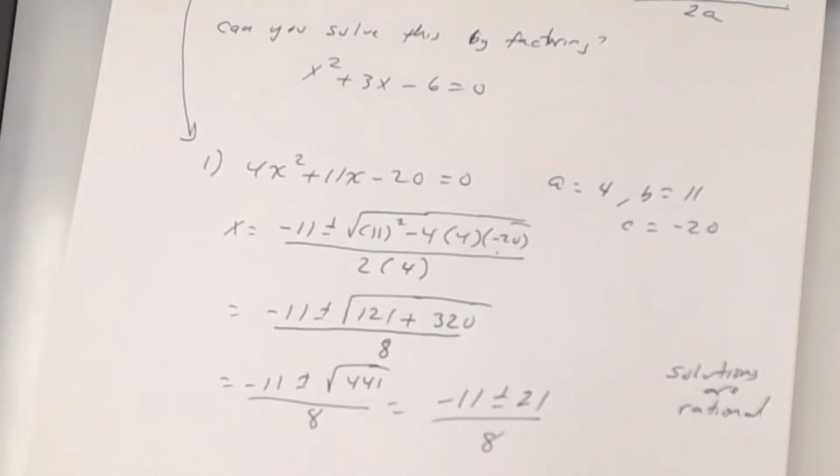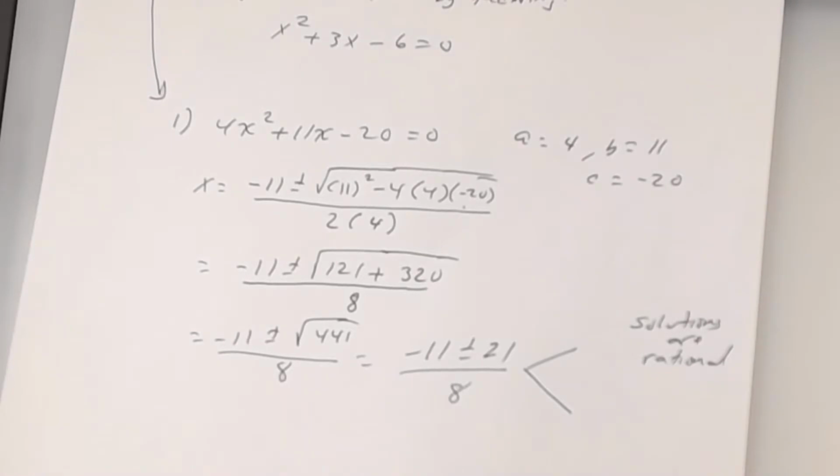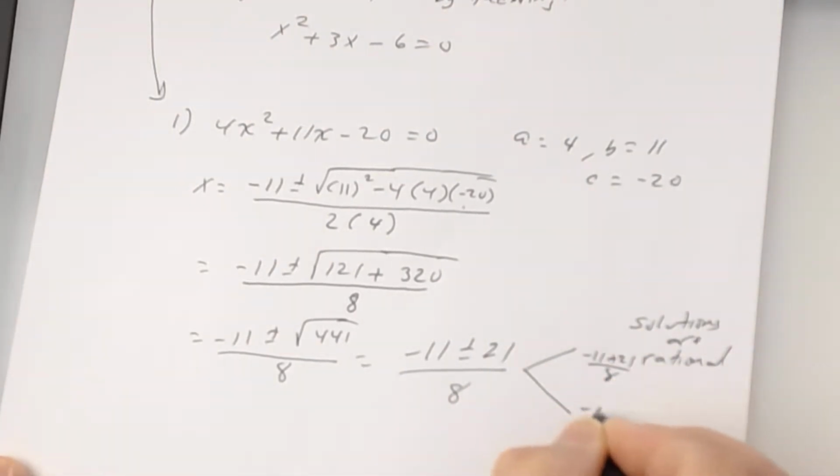You'll see why when we get to it, but the square root went away. 441 is a perfect square. The square root of 441 is exactly 21. So I'm going to end up with rational solutions. Since you no longer have a square root, I need for you to break it apart. So negative 11 plus 21 over 8, and then negative 11 minus 21 over 8. That's what you got to do next.